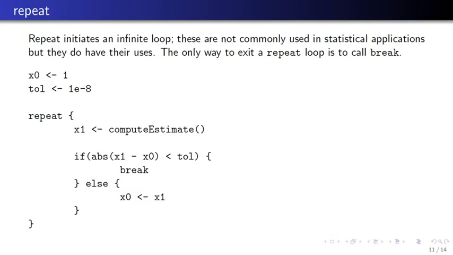If the difference is greater than my tolerance, then I set x0 to be equal to the new value, and then I run the loop again. I calculate a new estimate, and I check to see if the difference is small.